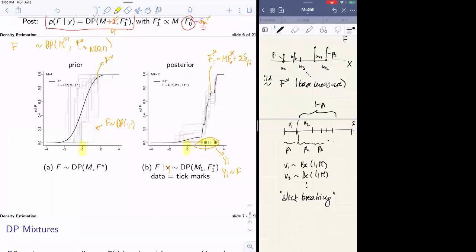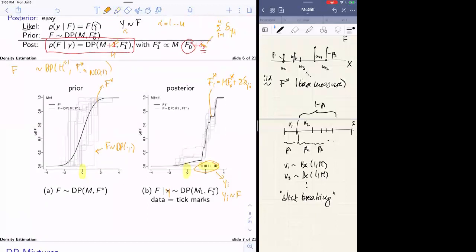Yes? We have a question in the chat. How important is the choice of base measure? Thank you, good question. Depends on your sample size. If the sample size is large enough, it becomes increasingly less important.